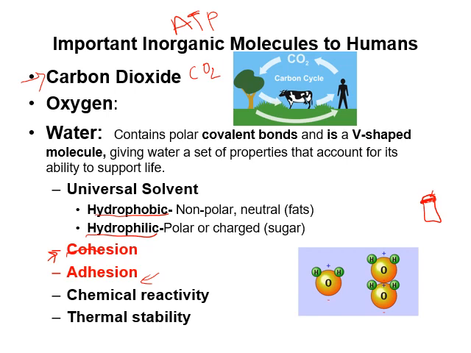So the polarity of water also leads to chemical reactivity because it's charged, and also thermal stability because the hydrogen bonds, that is the bonding between the water molecules, can easily make and break to absorb as much heat as they can. And that's why near the coastal areas, it's not very hot in the day, because these water molecules have a really high capacity to absorb heat.